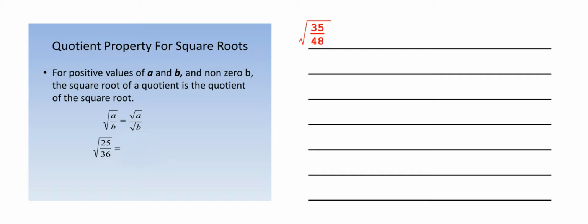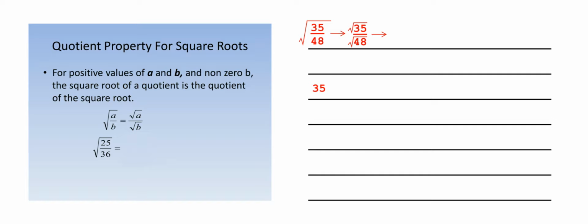So let's say, for example, I give you the square root of 35 over 48. According to our quotient property, we should be able to split those up. So splitting them up into radicand on the bottom and radicand on the top, square root of 35 over square root of 48. And now, let's try to simplify this. Let's do this through prime factorization. Probably makes it easier.